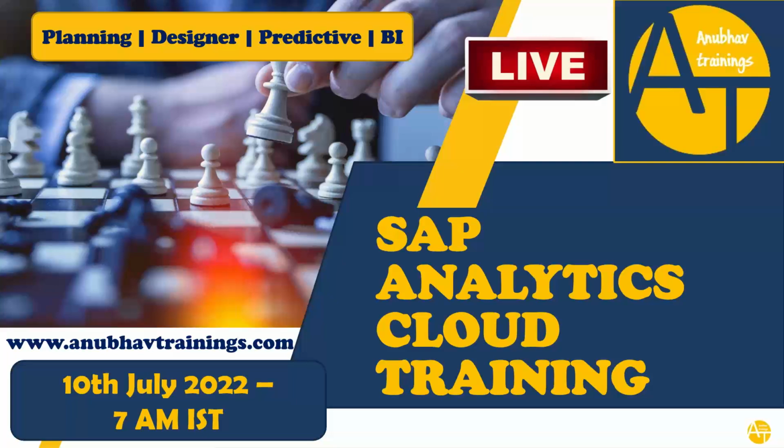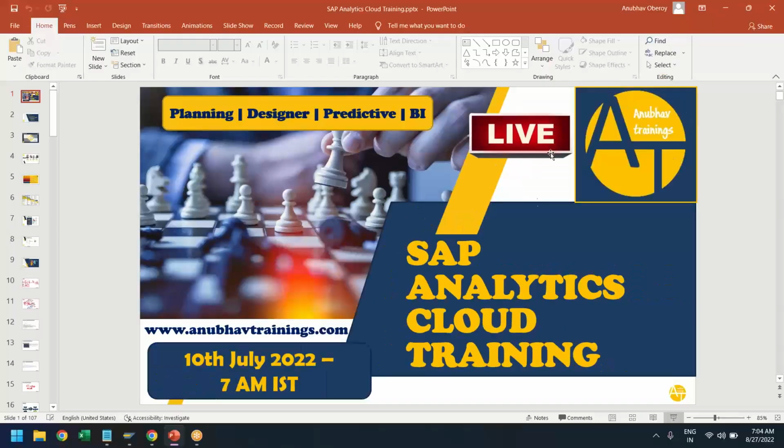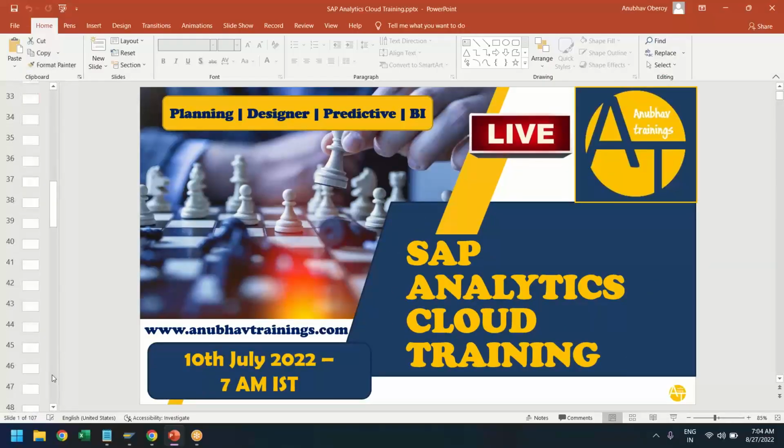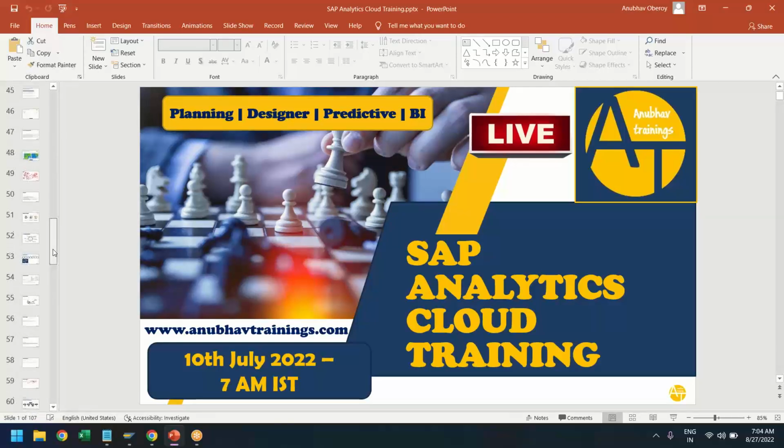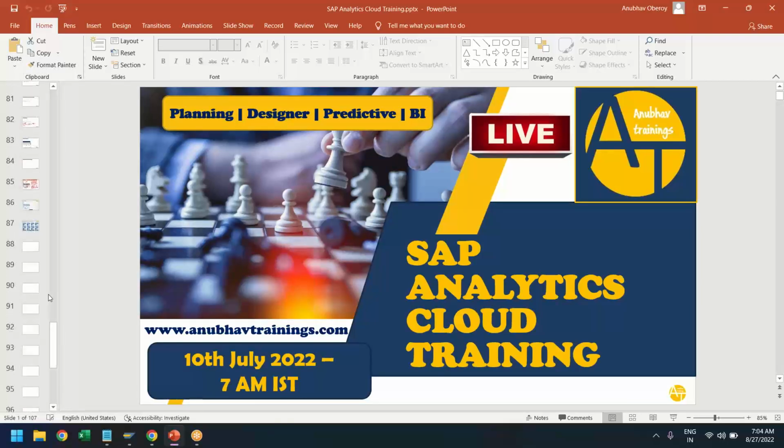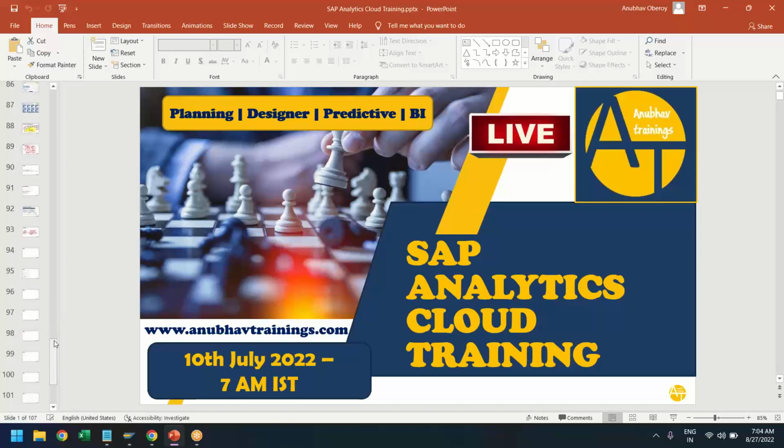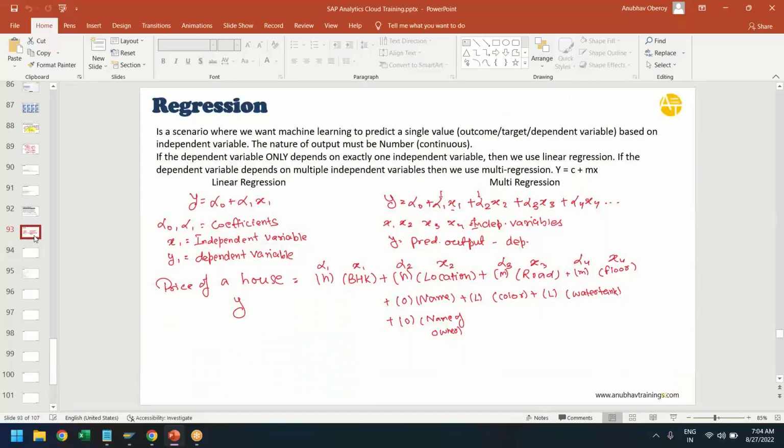In today's episode, we will start with our next scenario, which is called regression. So as I have explained, the regression scenario is typically used when your output variable of machine learning is of continuous nature. Continuous nature means it's a number. So when the outcome is a number, then we use regression. There are two types of regression, the single regression or linear regression, and then multi-regression.